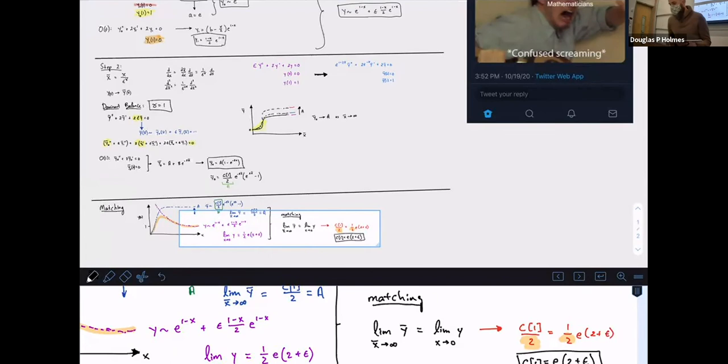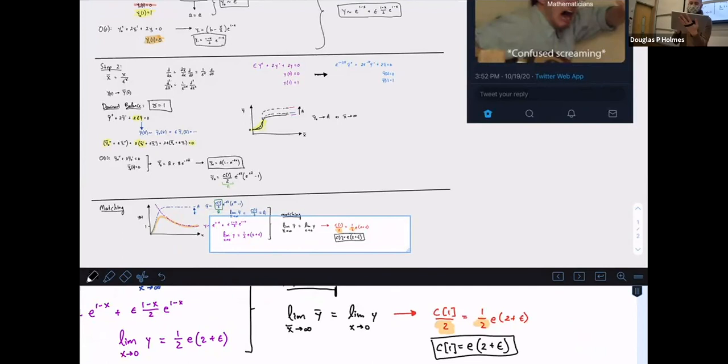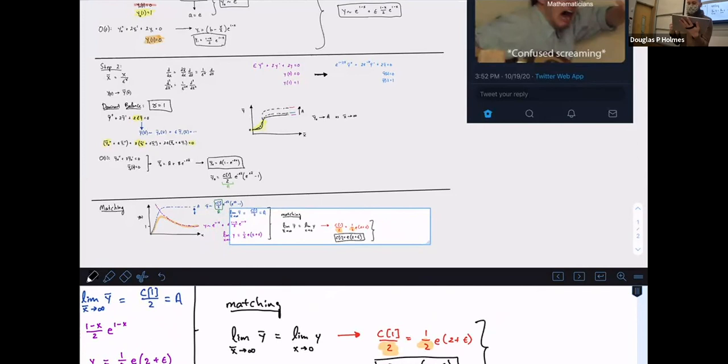We're going to have to do one more step here. But I want to just make it clear to you that at this point, it is perfectly valid to write that y naught at 0 is equal to y bar naught at infinity, which is equal to e times 2 plus epsilon.